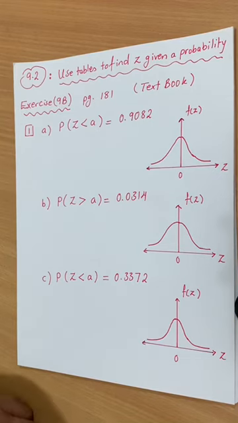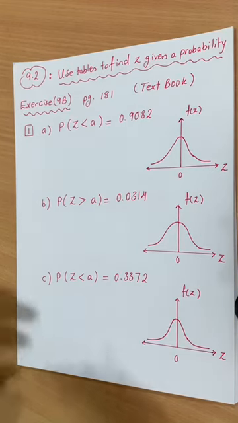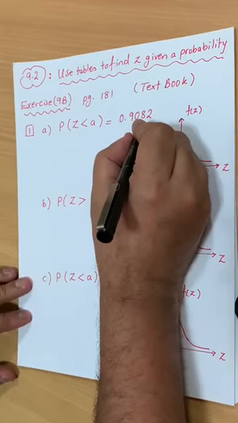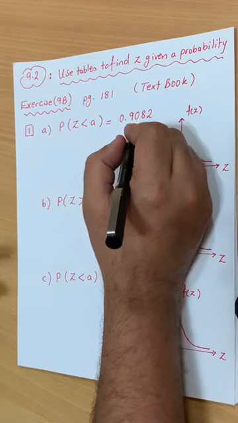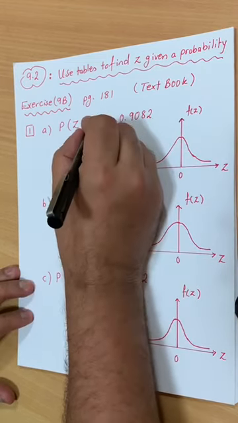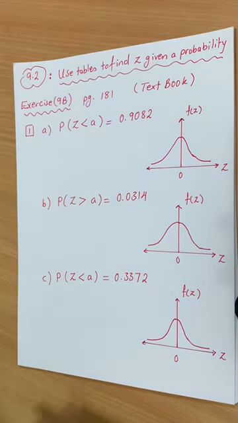The second topic in this chapter: use tables to find Z given a probability. Now we're going to do the opposite of what we did in the previous topic. You will have the value from the table, or the value of probability, or the area under the curve, and you're supposed to find the value of Z from the table. So you have to do the opposite.